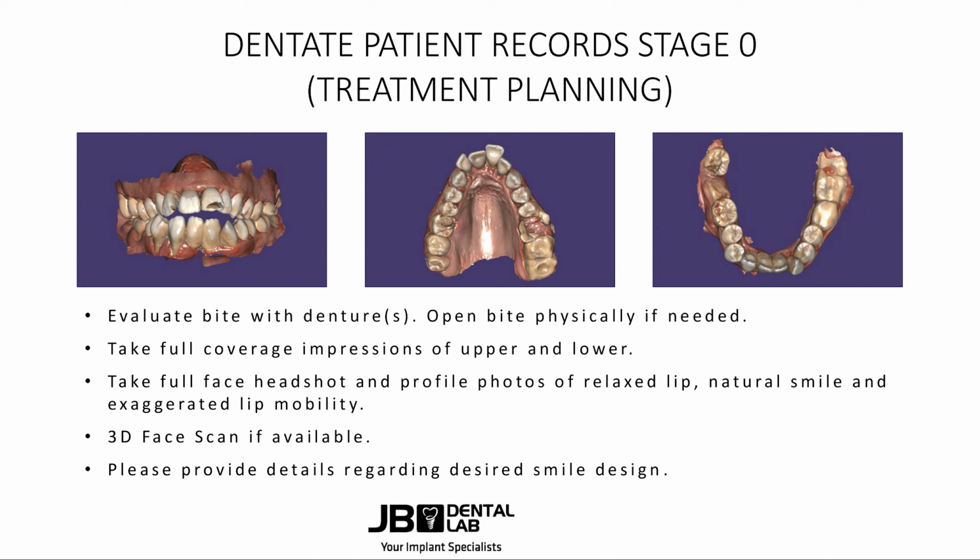Take full coverage scans of the upper and lower jaws. On the upper, it's important to capture palatal tissue, buccal vestibular tissue, and distal extensions as far as you can if patient is missing molars. On the lower, it's important to capture distal extensions if they are missing molars, as well as buccal and vestibular tissue. Next, you'll take the bite scan.